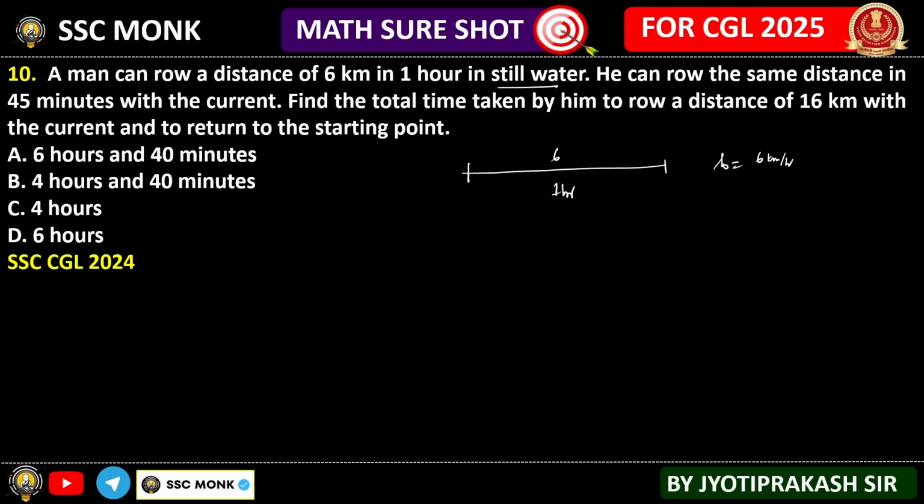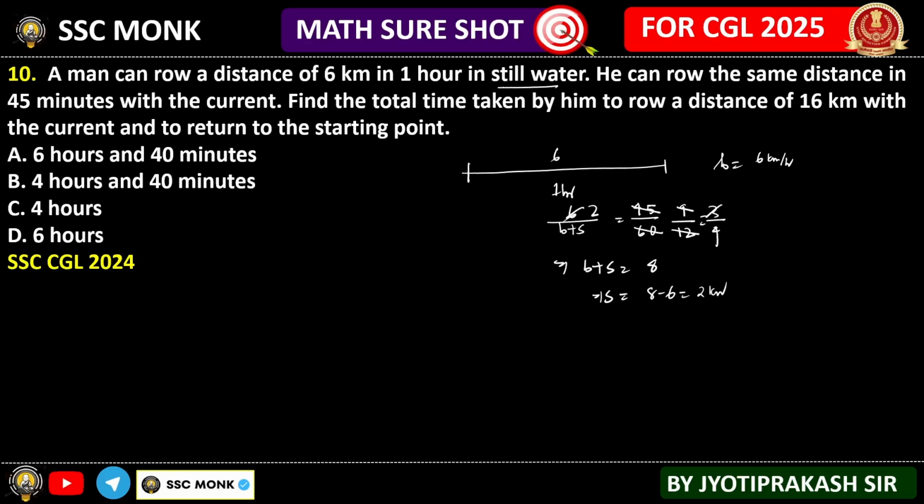Now with current means here boat speed plus current speed is added. Total distance 6 is equal to 45 minutes divided by 60. It will be converted into hours. 5 9s are 45, 5 12s are 60, 3 3s are 9, 3 4s are 12. So 6 by (b plus s) is equal to what? 3 by 4. 3 2s are 6, or I can write b plus s speed is equal to 4 into 2, 8. Out of which b speed is 6. So speed of stream is equal to 8 minus 6, that is 2 km per hour.